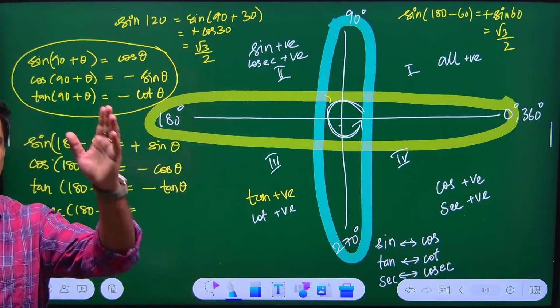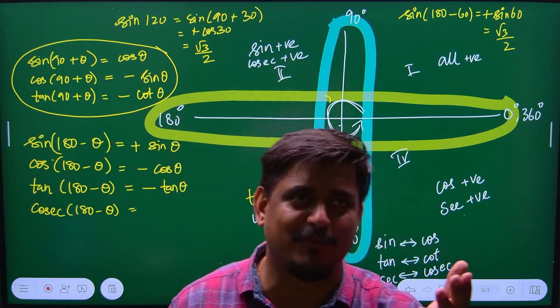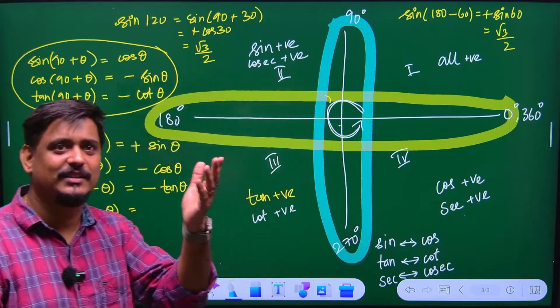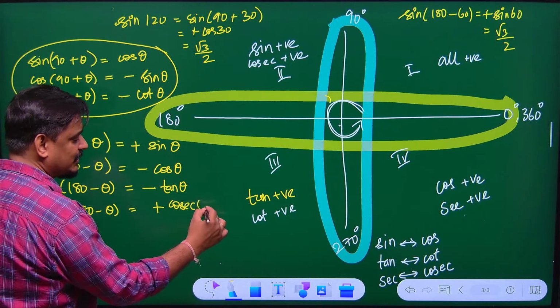Meanwhile, one student, the parent name is Ramya. What is the student name? I forgot. From D something, Ditya. Right? Yes, sir. What is cosec 180 minus theta? Which quadrant? Second quadrant. In the second quadrant, cosec is positive or negative? Positive. And cosec will remain cosec or become sec? Cosec. What is the answer? Plus cosec theta. Good.